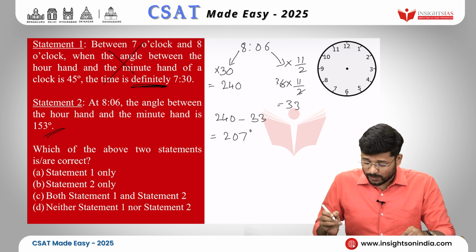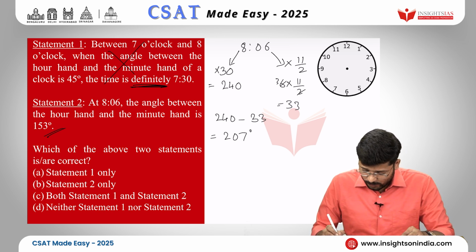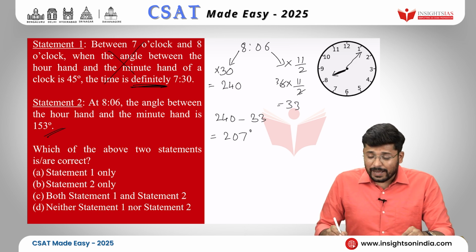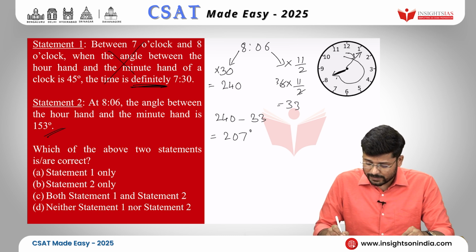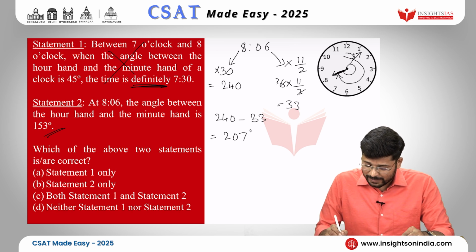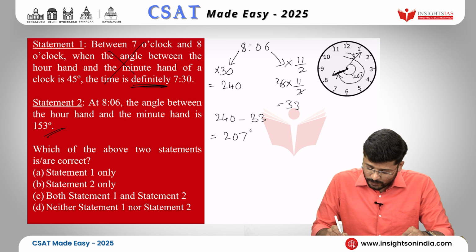Okay, let's draw it on the clock. How does the clock look when the time is 8:06? The hour hand will be pointing somewhere here, and the minute hand will be pointing here. And the hour hand has gotten ahead of the minute hand, right? Because the minute hand has traversed only this far. Now, this angle is 207 degrees. But what would this angle be?